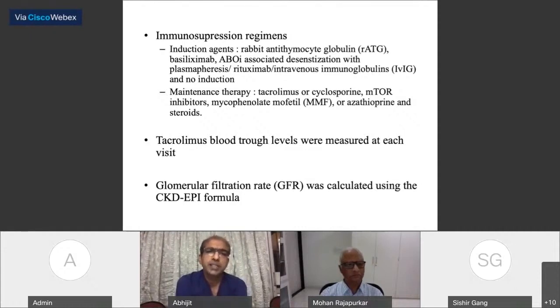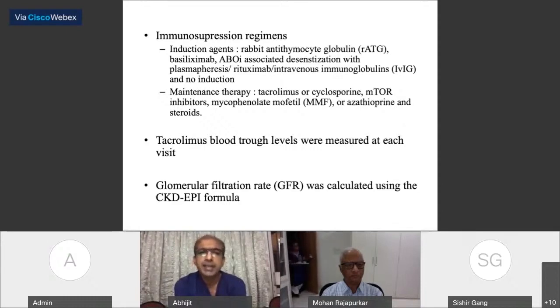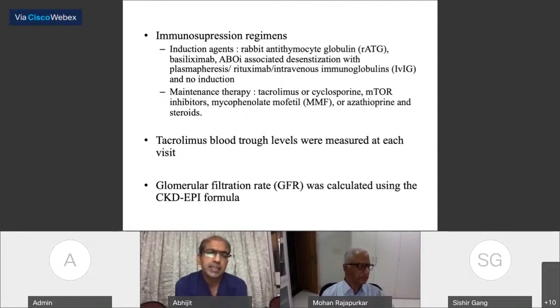The usual immunosuppressive regimens that Dr. Gang and Dr. Hegde and others alluded to in our center usually consist of induction agents like ATG and basiliximab. In ABO-incompatible cases we use plasmapheresis and rituximab, and in some individuals who are well matched, we don't use any induction. The maintenance therapy usually consists of tacrolimus, mTOR inhibitors, mycophenolate mofetil, azathioprine, and steroids. Tacro blood levels were measured at each visit, and eGFR was calculated using the CKD-EPI formula.